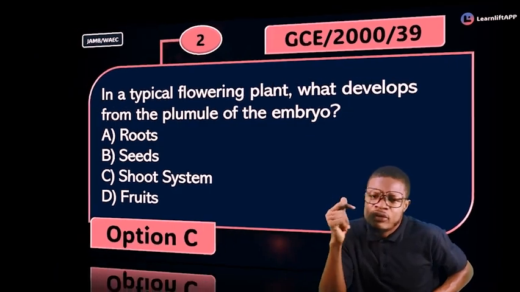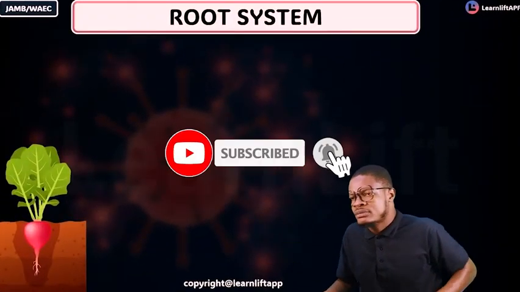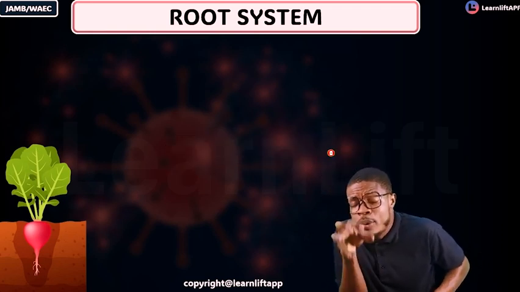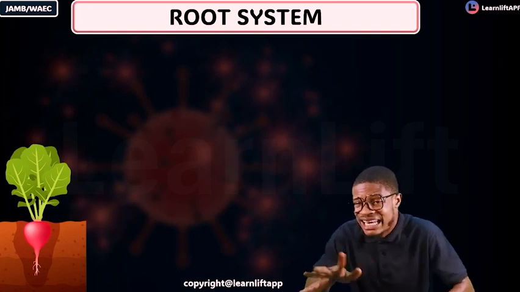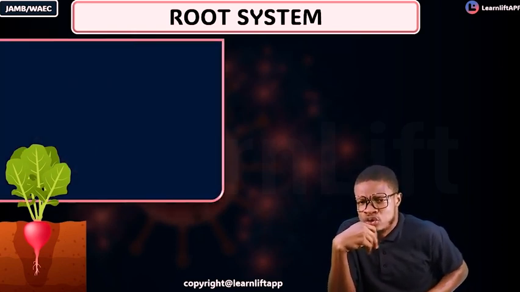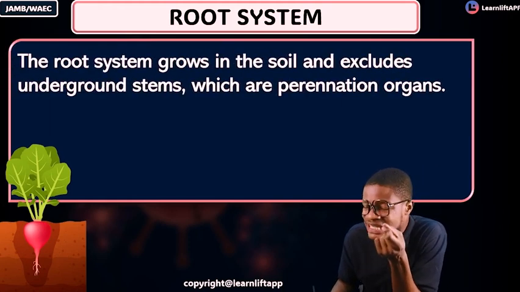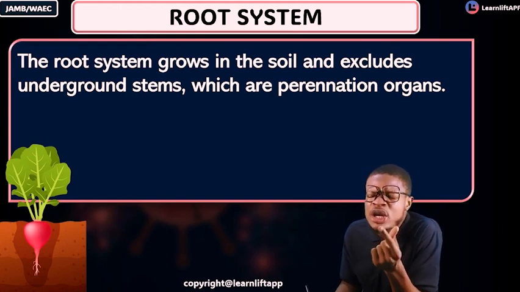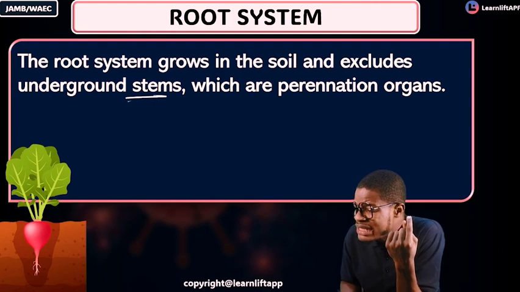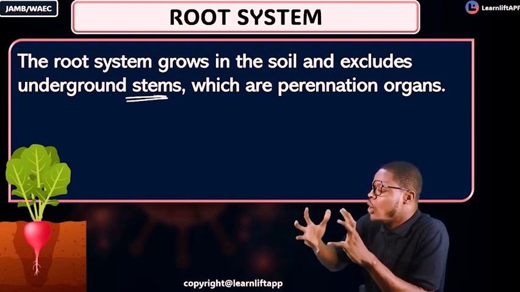Does it make sense? If you get that very quickly with me, let's dwell on the root system properly. Out of the two systems, we want to dwell on one in this whole class, and that's the what? The root system. What is it about the root system that I should know? Don't forget this very quickly, the root system grows in the soil and it excludes the underground stems. Anything that has to do with stem is what? Shoot system. So I will not want to include underground stem.